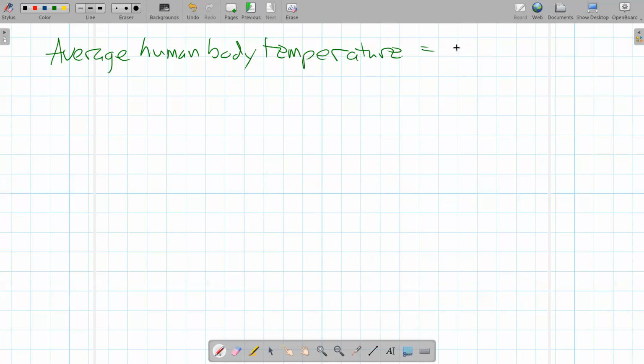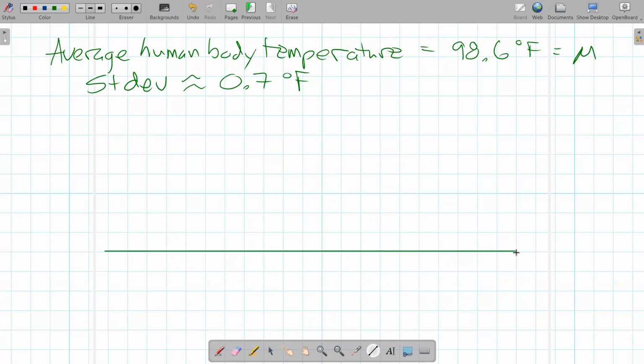All right, how about I give it a shot? Most people take it to be 98.6 degrees Fahrenheit. That would be the mean. Population mean is called mu. Standard deviation is believed to be about 0.7 of a degree. So if I were to graph that out, and it's also believed to be normally distributed. So let's see what that means.